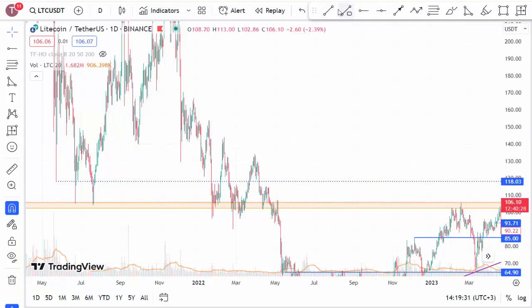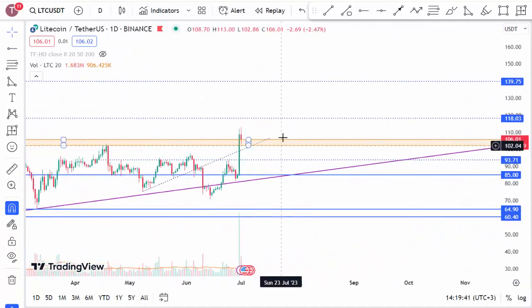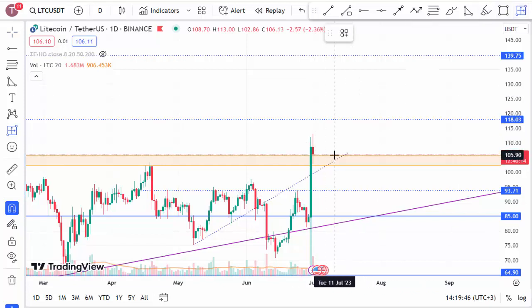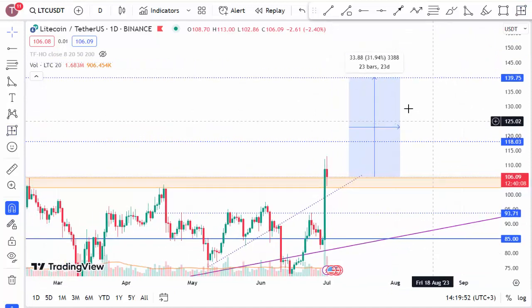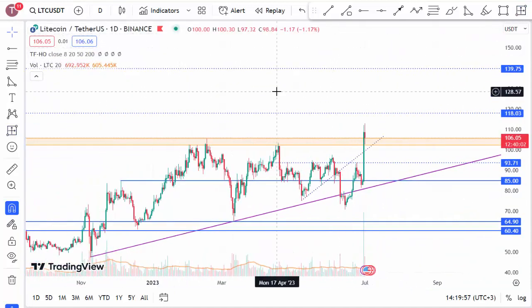If the uptrend continues from this point onward, our upper targets can be drawn gradually. Firstly, there is a resistance zone here. If we draw a large resistance zone after that, it corresponds approximately to these levels, and this region is around $139. So, if we look at the two targets we just drew, the first one is around a 10% increase, and the second one is around a 31 to 32% increase.